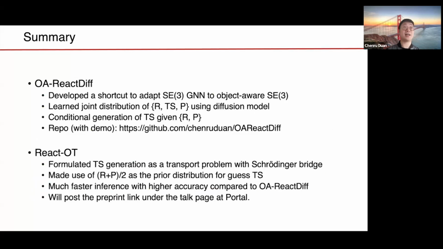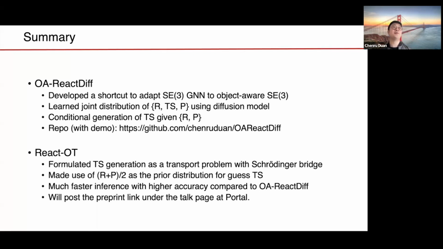So just in the end, a summary of the talk. In the first part, I talked about OA-Reactive, which is a diffusion model that simulates the joint distribution of the reactant and product, where in the end we can use conditional generation to generate the TS given the reactant and product. Here I post the link of the repository with the live demo. So if you want to try, go ahead.